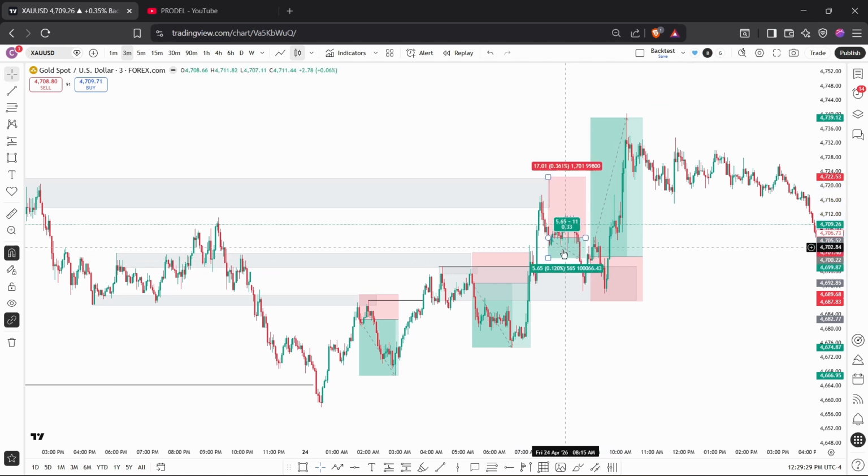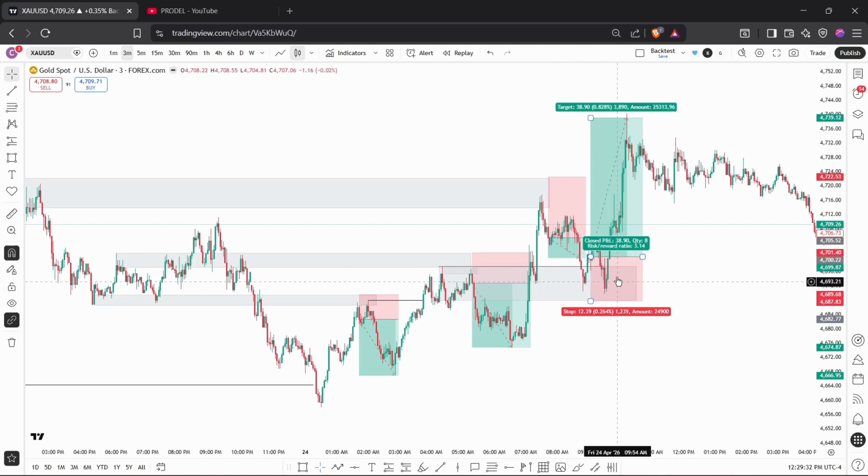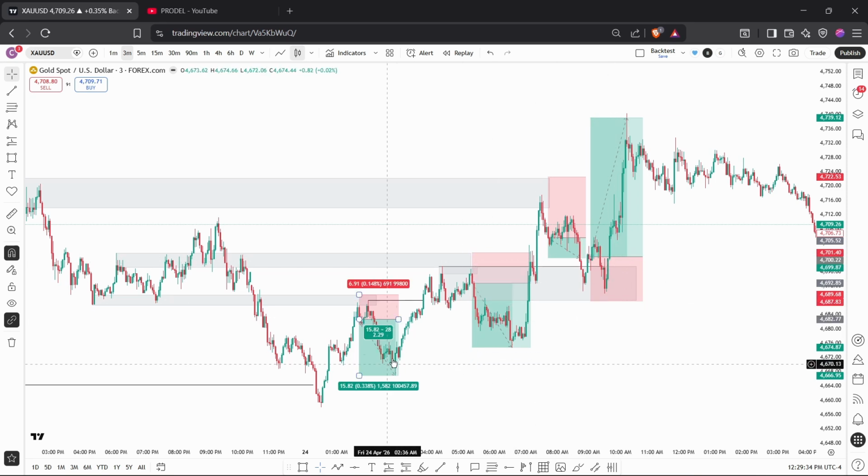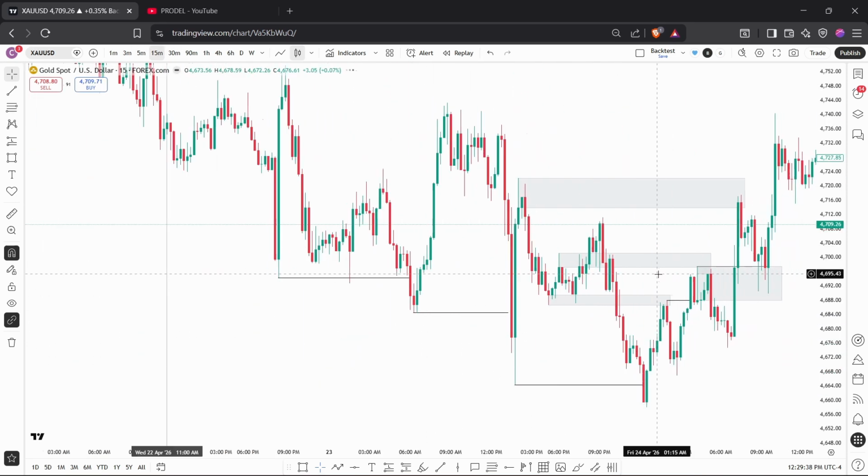And I took somehow like 0.33 RR on this trade, and then this buy trade, and these two trades were break even. And yeah, this much for today.